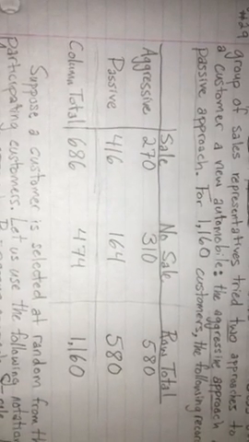In a sales effectiveness seminar, a group of sales representatives tried two approaches to selling a customer a new automobile: the aggressive approach and the passive approach. For 1,160 customers, the following record was kept. Suppose a customer is selected at random from the 1,160 participating customers.